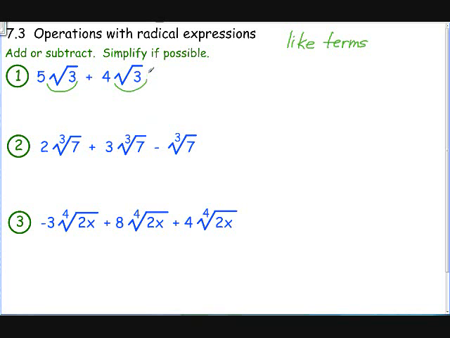So what are we adding here? We're adding the same thing. We're adding the square root of 3. So let's write that down. I'm going to put it over here. You'll see why in a minute. Square root of 3. And now the question is, how many of those? Well, I've got 5 plus 4. So that's 9 square roots of 3.